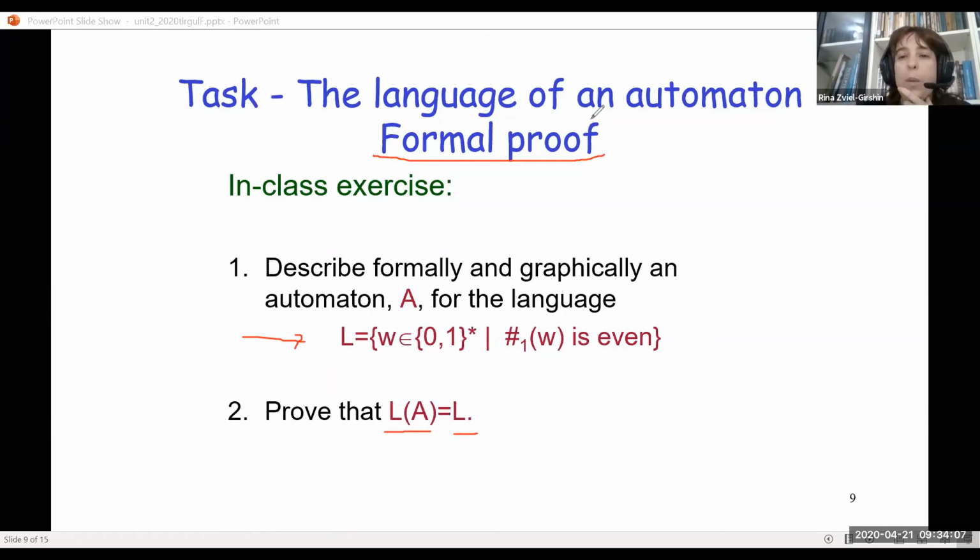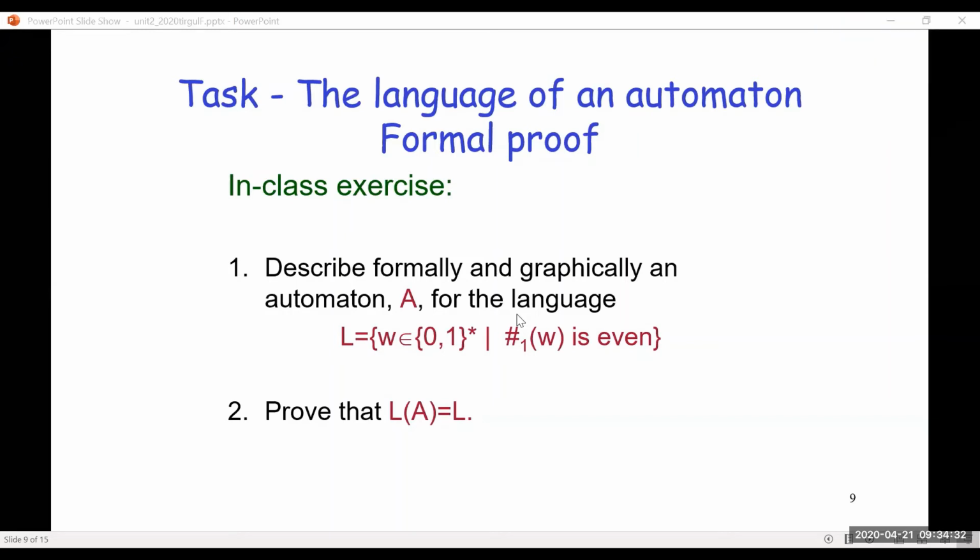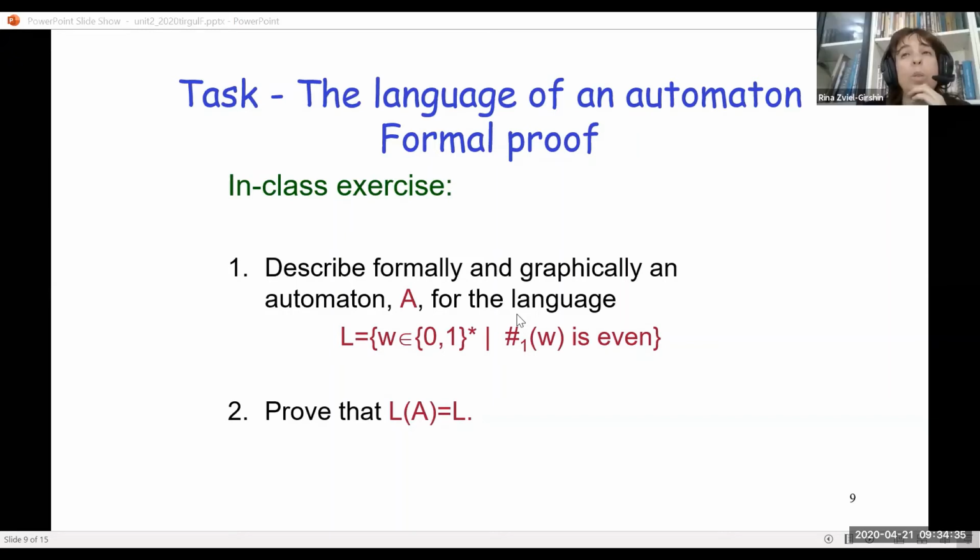Okay, I will give you a moment to draw the automaton that accepts all words over alphabet {0,1} that have an even number of ones. How many states should we have? 3 states? Why not 2? I think 2 will be enough. Let's see the automaton.